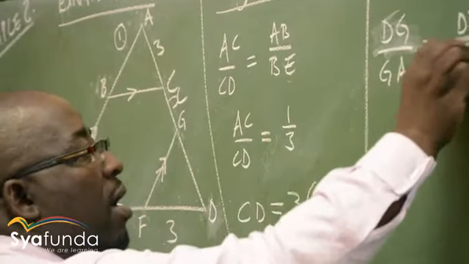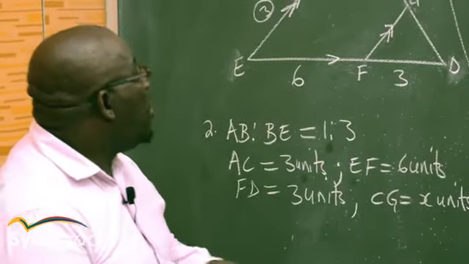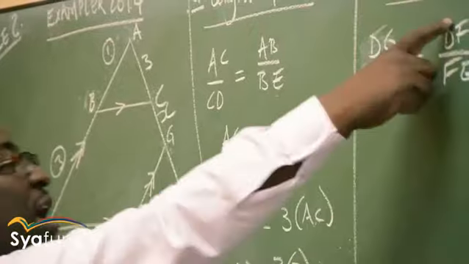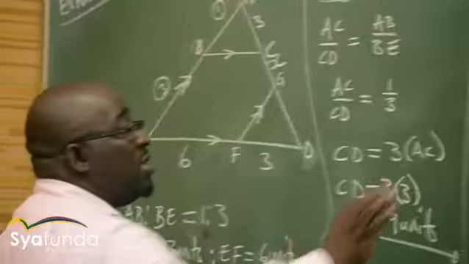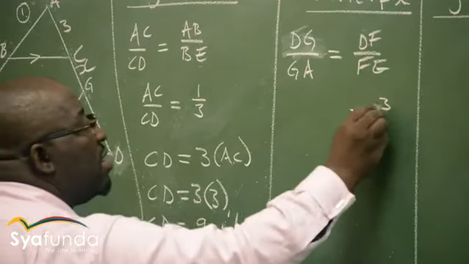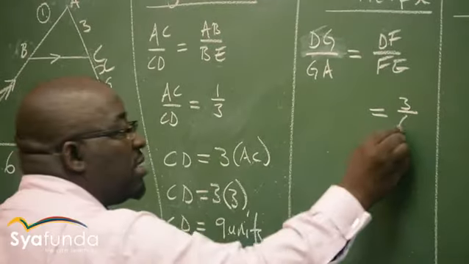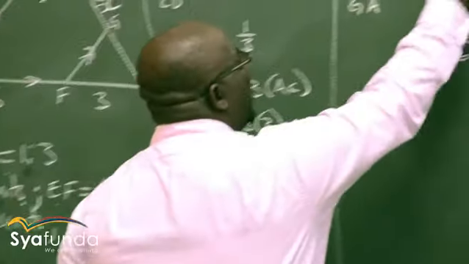Right. We want the value x. How can we bring x out of what we've written there? We don't have a problem with df over fe. It will be 3 over 6. That's not a problem, so we don't have a problem with this side. df is 3 units over fe, which is 6 units. Right. Let's deal with the other one. Remember that it's going to go back on x.